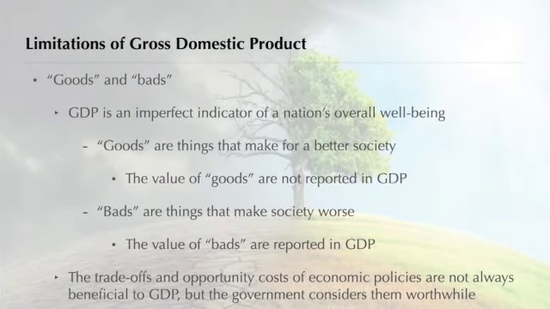Just as GDP is an imperfect indicator of economic growth in a nation, it is also an imperfect indicator of a nation's overall well-being. The value of many goods, things that make for a better society, are not reported in GDP, while the value of many bads, things that make society worse, are.